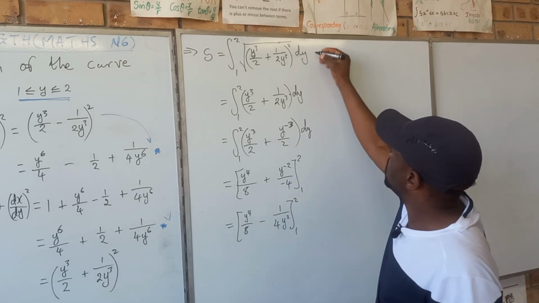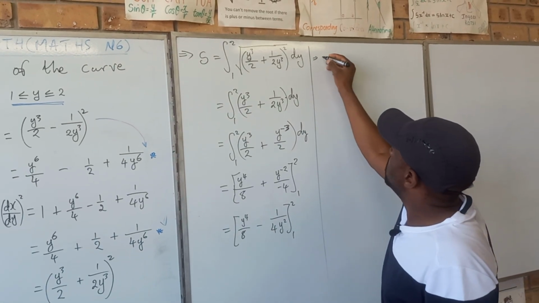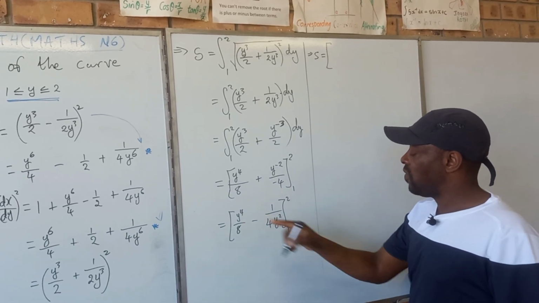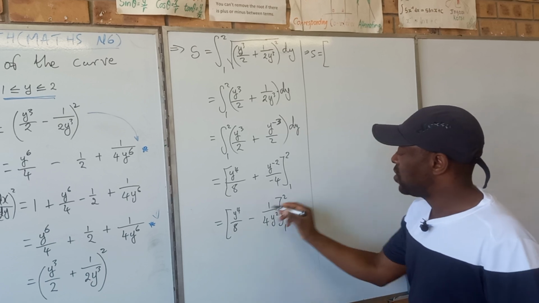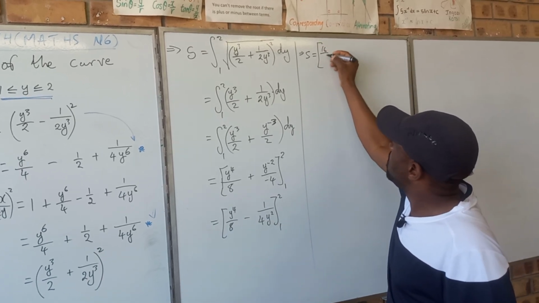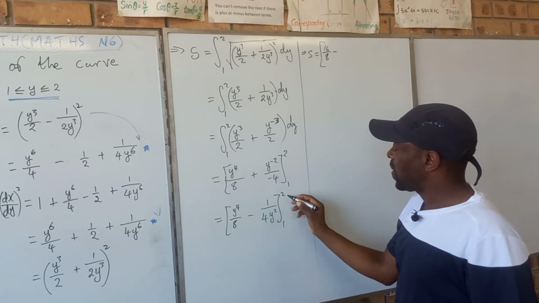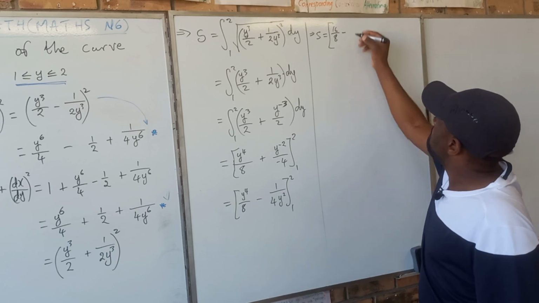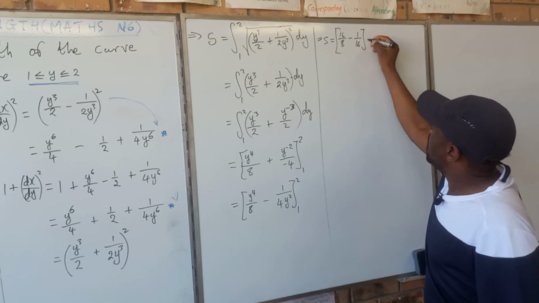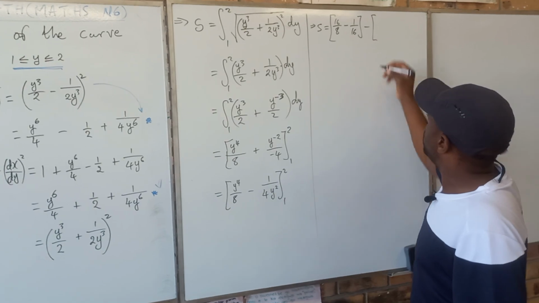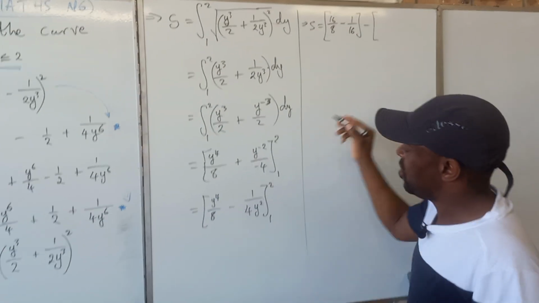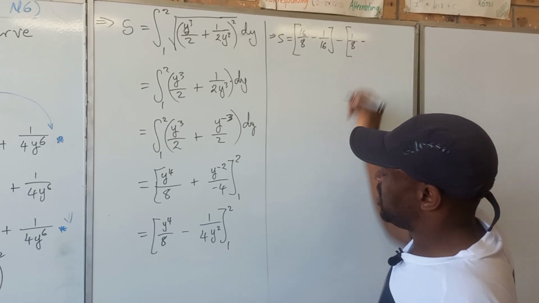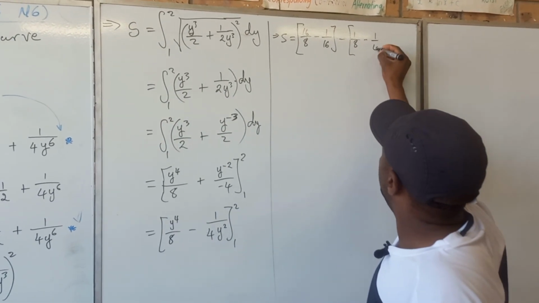Then we can now substitute our limit. So if I'm substituting my limit, I start with the upper limit. I put 2 everywhere there is y. So 2 to the power 4 is 16 over 8 minus, if you put 2 there, 2 squared is 4. 4 times 4 is 16. So that is 1 over 16. Then minus, I go to the lower limit. If I put 1 where there is y, 1 to the power 4 is 1. So I get 1 over 8 minus, if I put 1 there, I get 1 over 4.